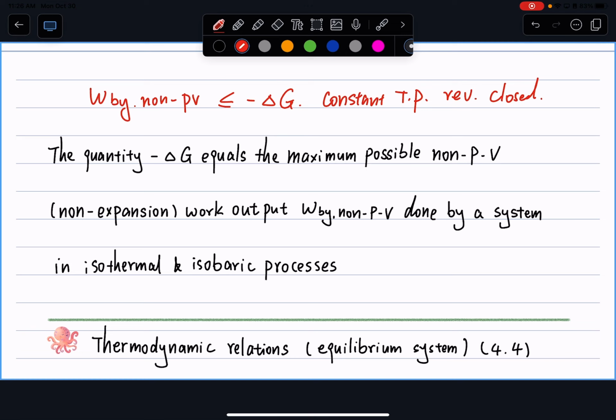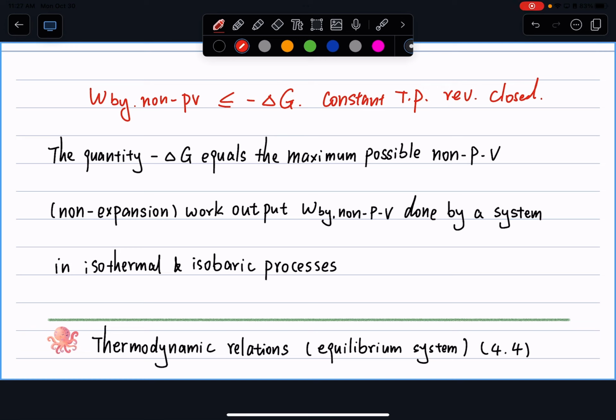So what is the physical meaning of your Gibbs free energy? When we're looking at the delta G number, it gives you the maximum possible non-PV work. When you're talking about a chemical reaction, we don't really care about how much your substance or solution or reactant expands in the process.